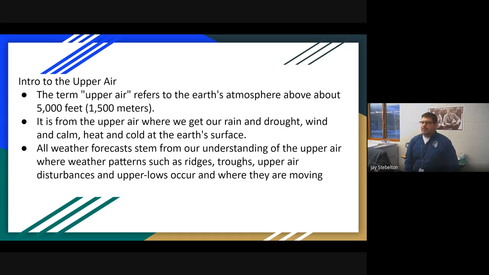The upper air is where we get our rain and drought, wind and calm, heat and cold at the Earth's surface. And then our forecasts, especially predicting into the future, come from the upper air patterns. So remember this fall, again, when I showed you those ridges and troughs and the upper air disturbances and the different low and high pressure, it shows us where those systems are moving.